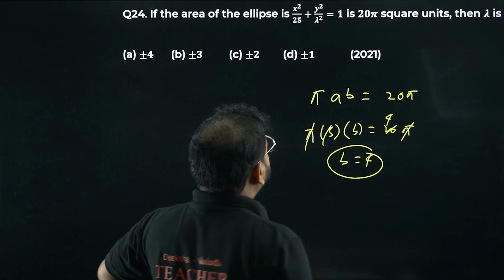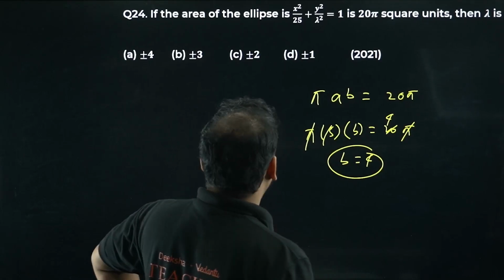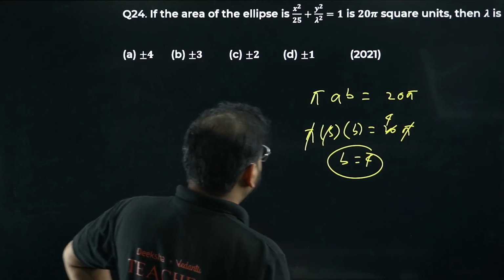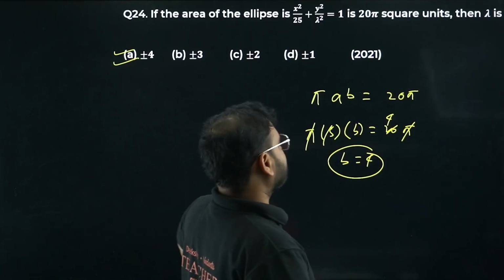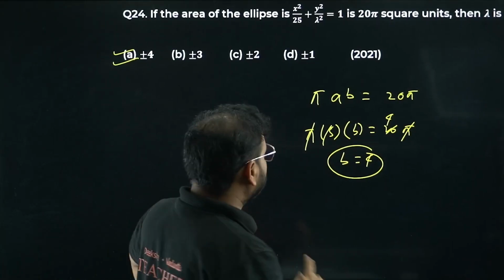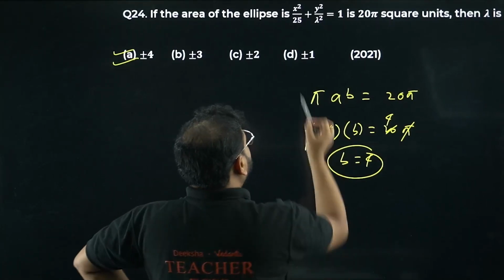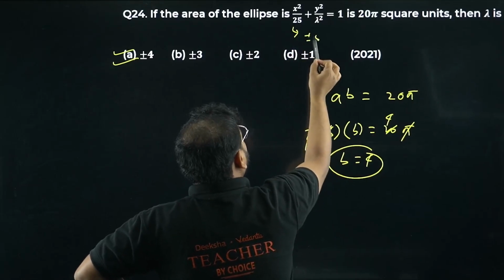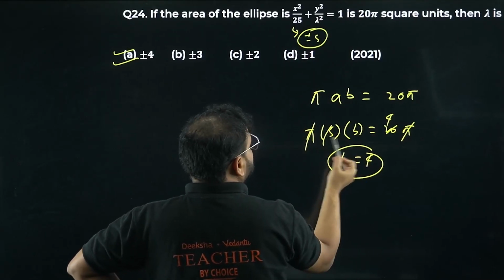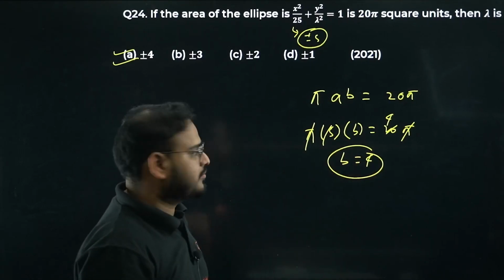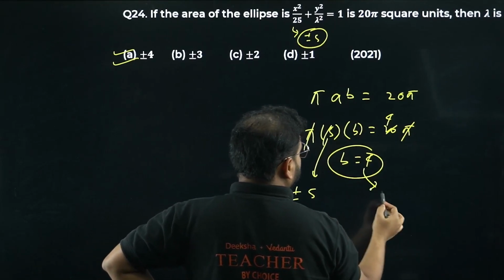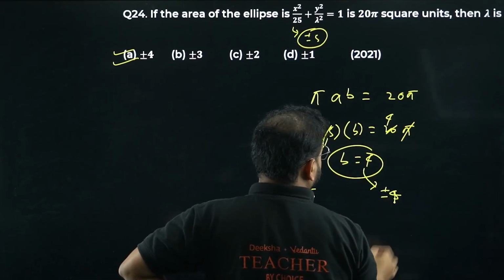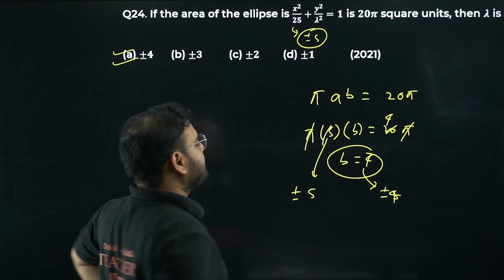So B as 4. Sorry, lambda is there, na? So B as 4. Plus minus 4 is correct. Please check. 5 into 4 is 20, correct. Why plus minus 4? Because if you check here, you can take root 25 as plus minus 5, that's why. This value will be actually plus minus 5, so it will also be plus minus 4. This is square, no, that's why. So lambda will be plus minus 4.